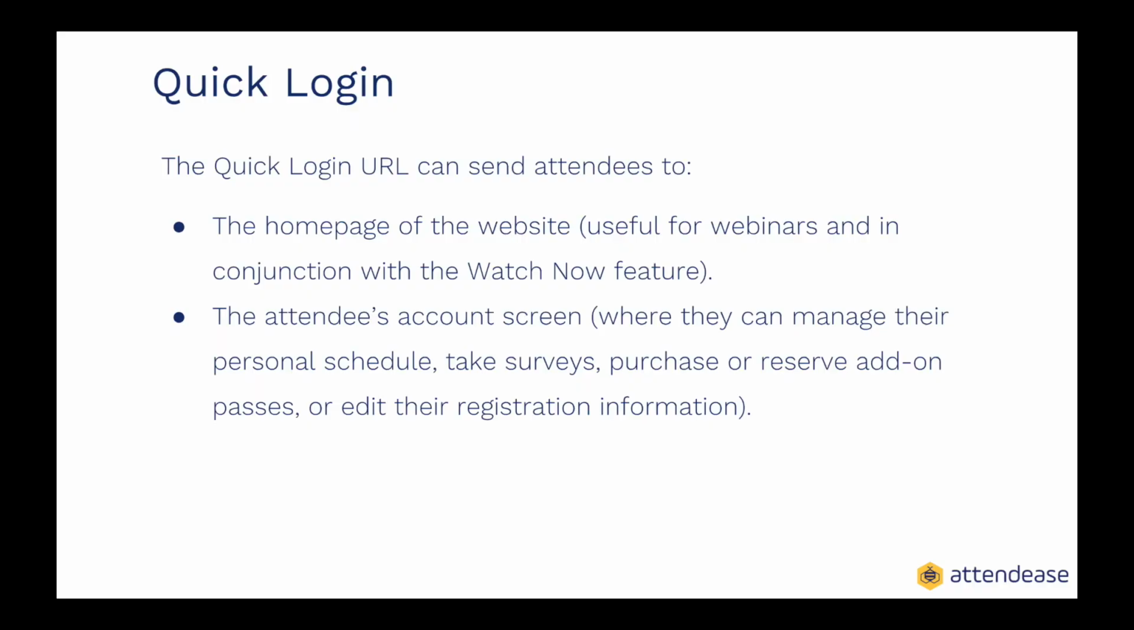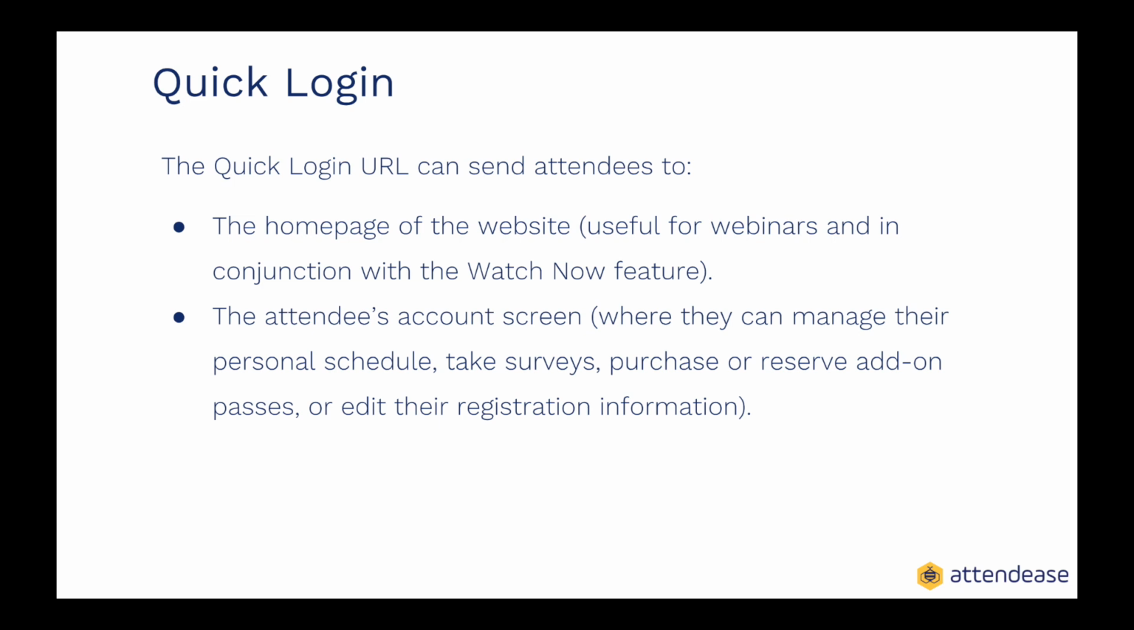In the first scenario, sending an attendee to the home page is useful if they'll be attending a webinar, for example, because they'll land on the home page, get logged in, and be able to access the Watch Now feature. The Watch Now feature allows you to feature video content on your event website, such as a live or on-demand webinar, which can only be accessed by registered attendees. For more information on the Watch Now feature, check out our tutorial video on automating webinars, or the article available on our support site.